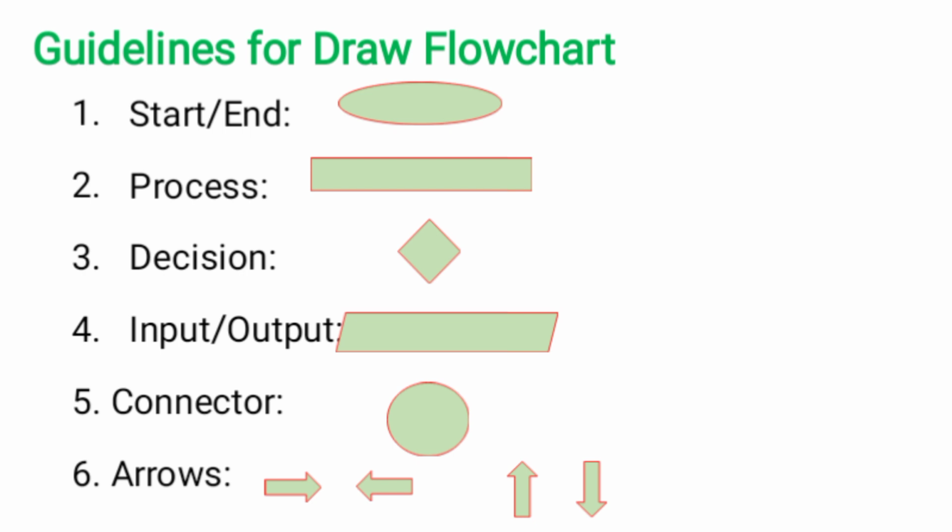Then, decision. It uses diamonds for decision points. Then, input, output. Represent input-output operations with parallelograms. Then, arrows. Use arrows to show the direction of flow between steps.